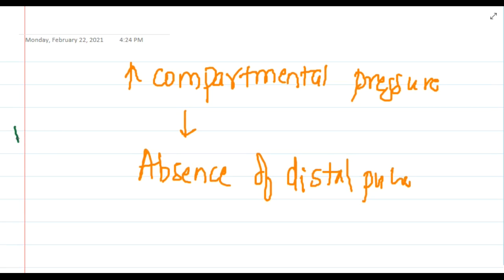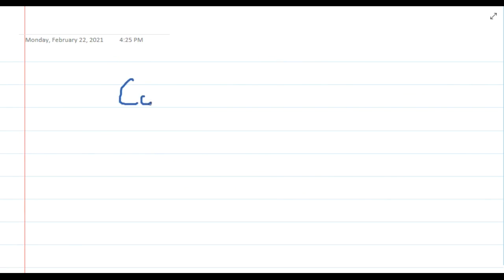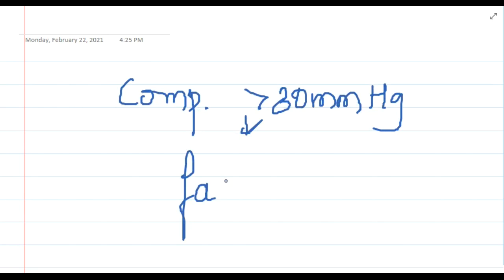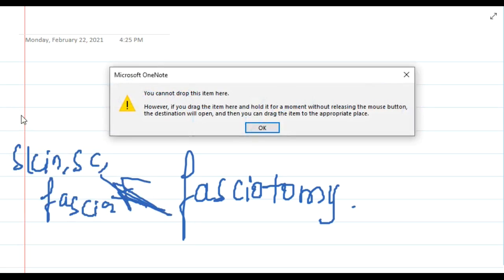Then how do you diagnose? Diagnosis is that you will have to measure the compartmental pressure. This is measured by the pressure monitor or the catheter which is placed in the muscle compartment. If the compartmental pressure is more than 30 millimeters of Hg, then you will have to do fasciotomy. In fasciotomy, you will give the incision through the skin, subcutaneous tissue and fascia, and you will release the tension present in the muscles.